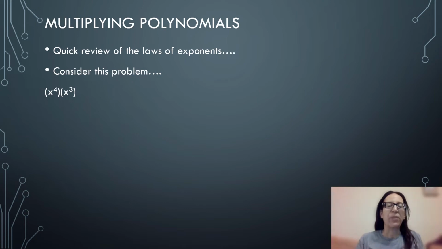with those exponents. So let's say you were multiplying something that had x to the 4th and x to the 3rd. What should you do with those exponents? Are we going to get x to the 12th? Are we going to get x to the 7th? What are we going to get?